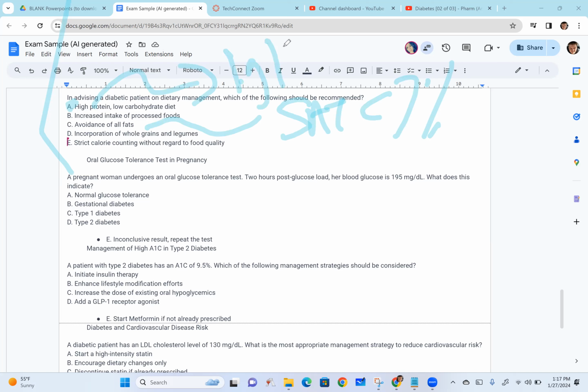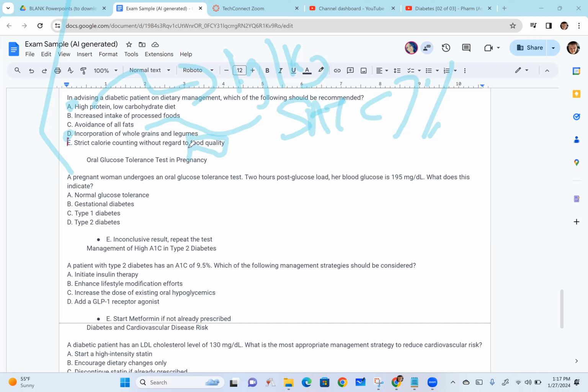Okay, how much protein? About 1 gram per kilo of protein, so high protein's fine. Then incorporation of whole grains and legumes. What's a legume? Lentils, right? So that's good. Strict calorie counting without regard to food quality? No, food quality needs to be important. That needs to be high quality foods. The less processed, the better.